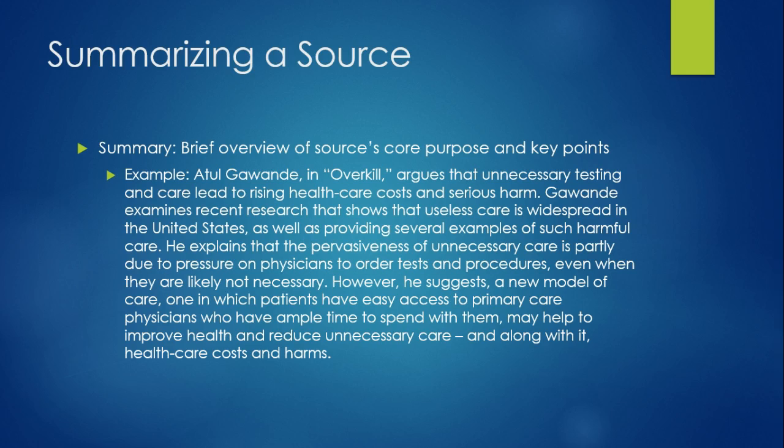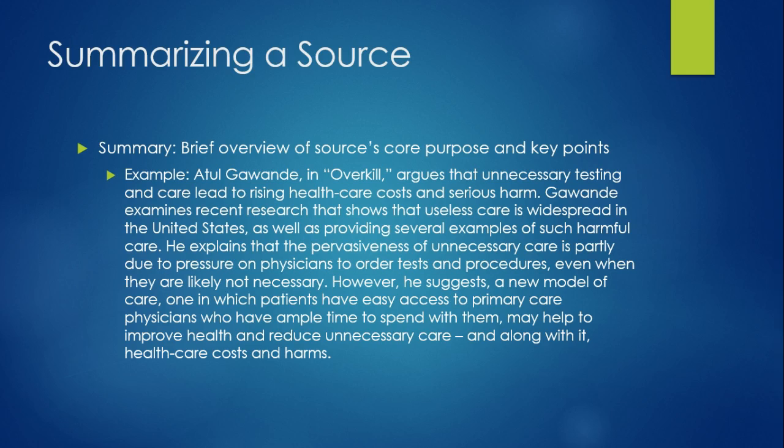There are 3 major ways that you can use sources in your paper. Those are summary, paraphrase, and quotation. I'm going to go over each one of them individually here just to give you some examples. A summary is basically a brief overview of your source's core purpose and key points.